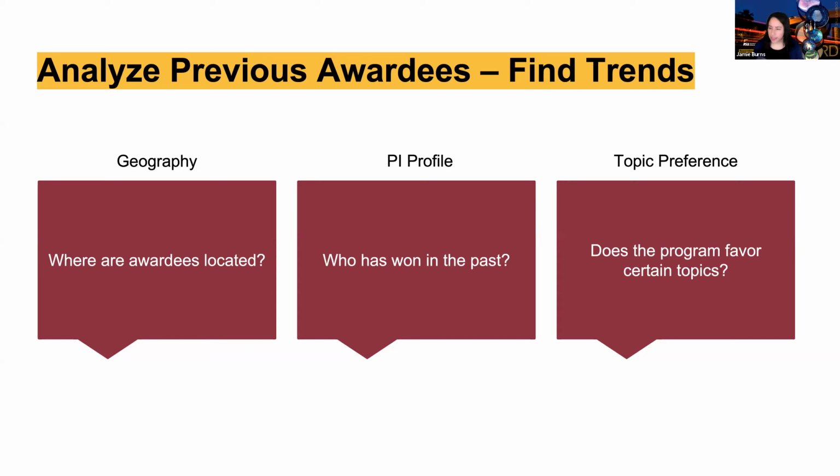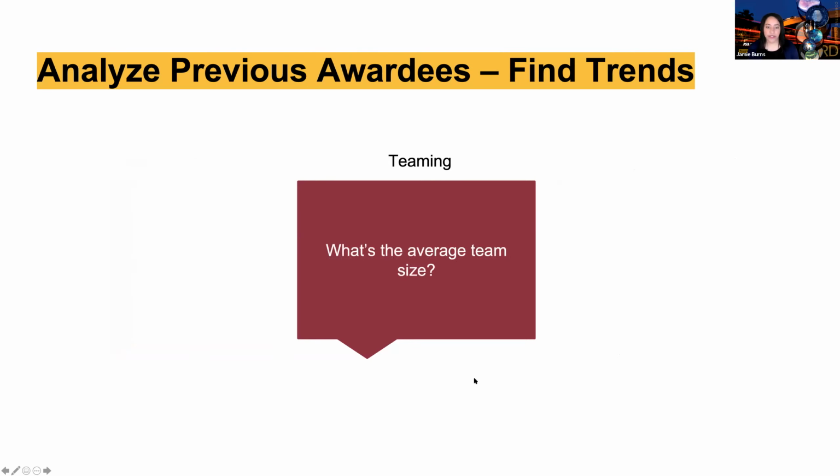And so you really have to think through that and some of the challenges and opportunities that come along with that. That's how we tell our faculty, if they're favoring certain topics, that doesn't negate your application if it's not in that topic, but it's definitely something to think about. And then lastly, we get these questions around teaming a lot.